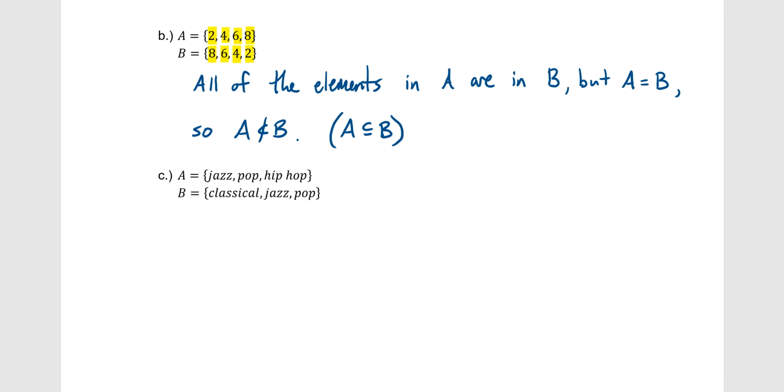So even though A is not a proper subset of set B, A is a subset of B because they are equal. And let me just include that in here, that A equals B.